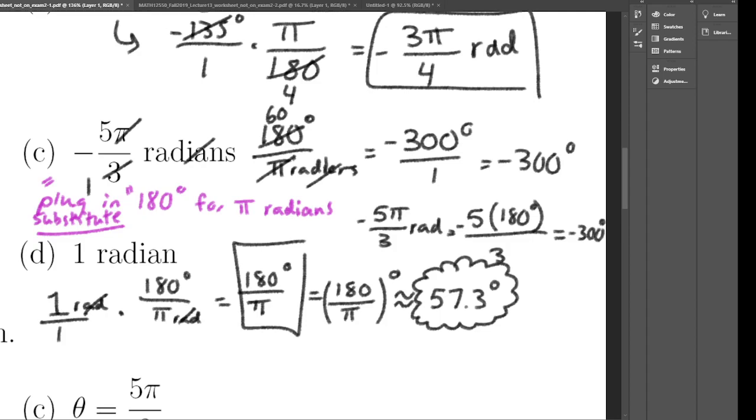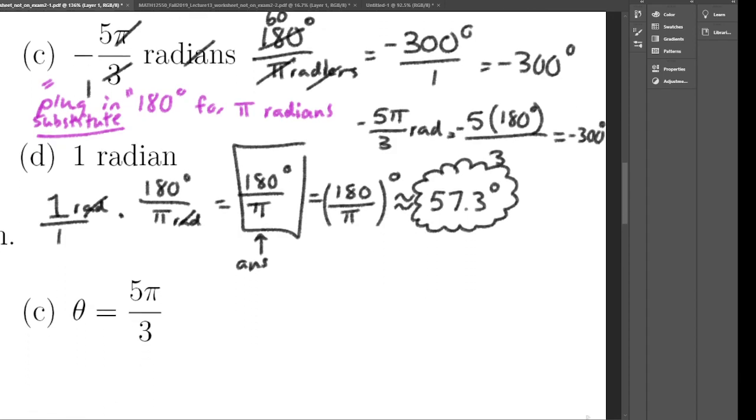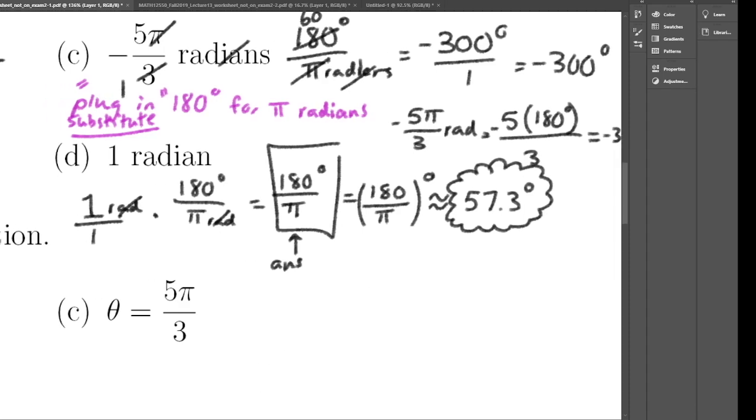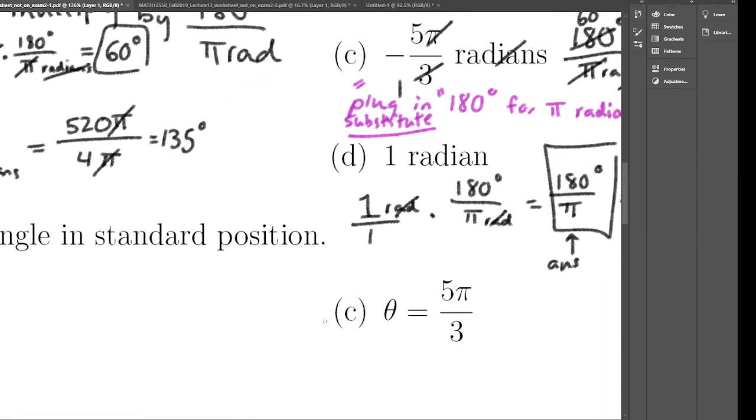Again, if the problem doesn't say to do this decimal approximation, I wouldn't do it unless you need to. And even if you do it, if the problem doesn't say to do it, don't make that your answer. Make this your answer, because this is exact and this is an approximation. It's close to your angle, but it isn't actually equal to it. And so that's the whole problem there.